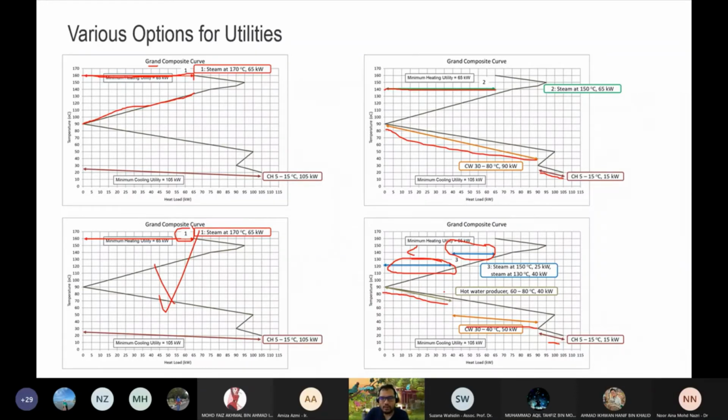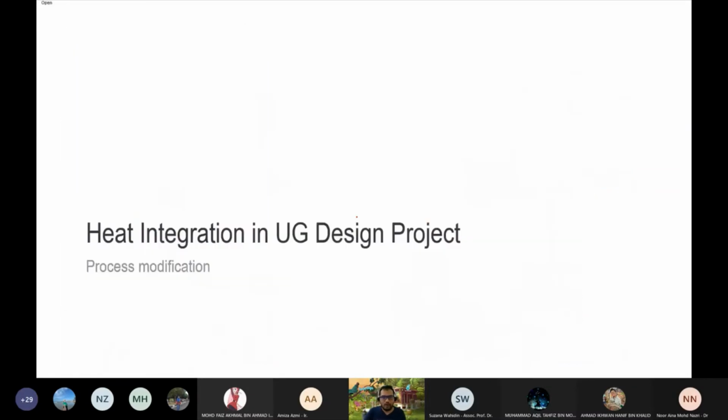So once we know all of this, we know the target of the hot utilities. We know the target of the cold utilities. We can then simply design the utilities already. And then, is there anything else that we can do? Obviously we can then go to the second option. Once we know the target, we can see if we can make some modifications.